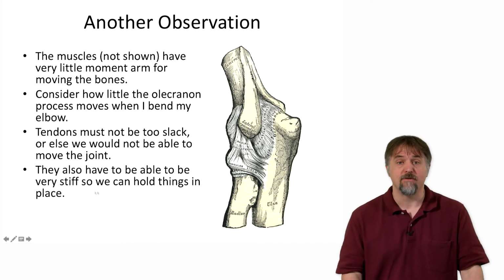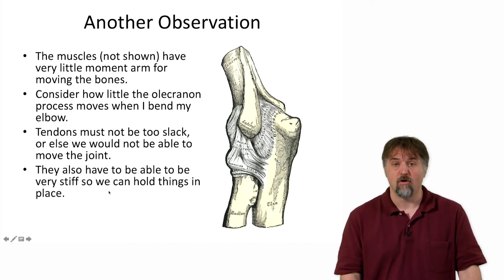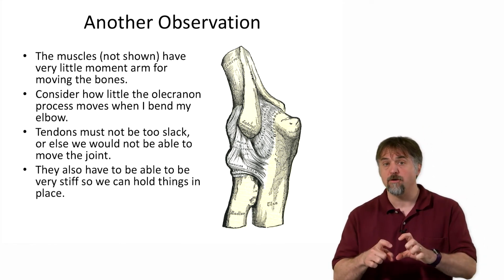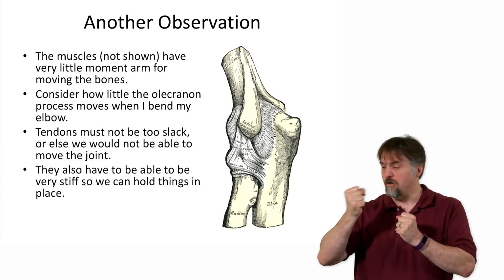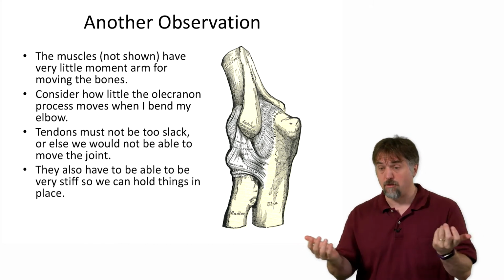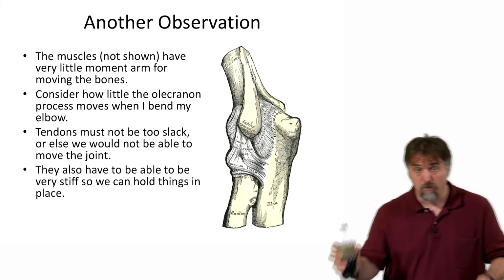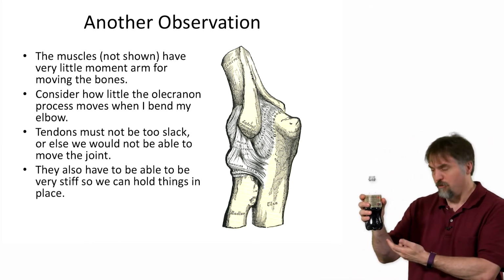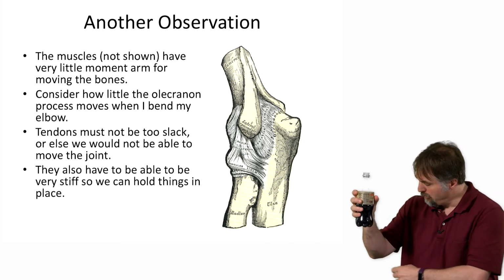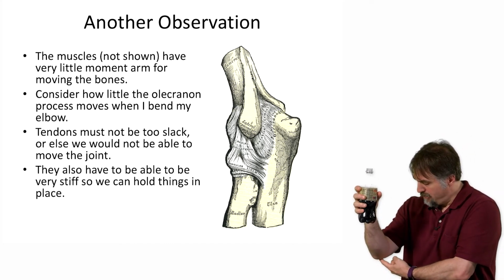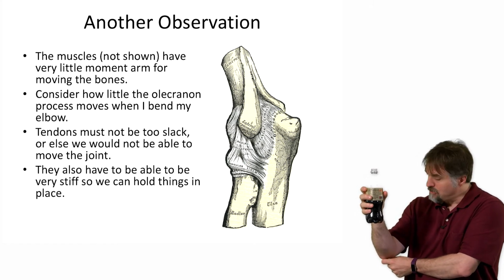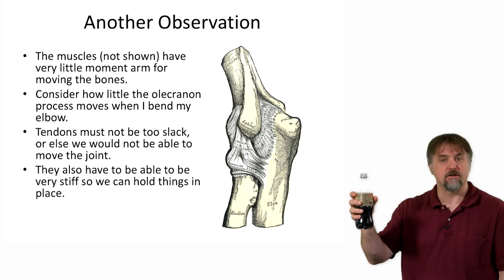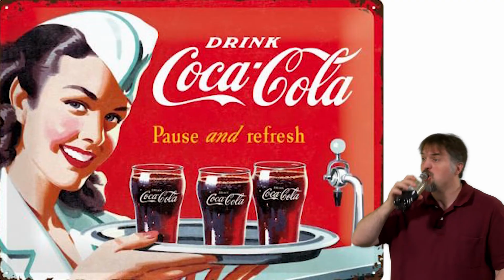And it has to be very stiff so we can hold things in place, right? We have a very small moment arm, and we're going to put a lot of force on it to generate a reasonable moment. Which means if I want to hold my Coke, and really what I'm doing is holding my arm because my arm is heavier than my Coke, the tendon in my elbow has to be strong enough. It can't creep. It just has to hold there so that it can support that load. Otherwise, we would have a problem.